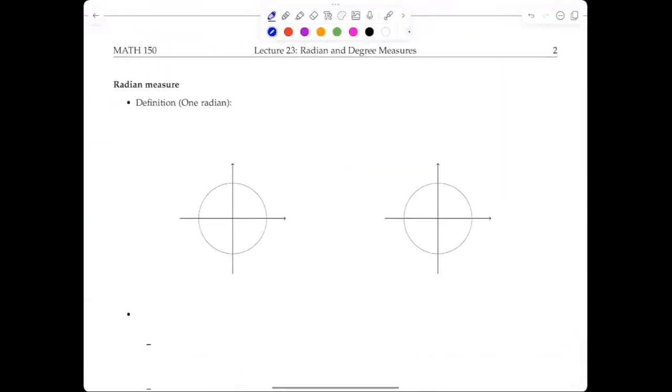So radian measure. How could you identify one radian? It is the angle that is made by taking the radius and wrapping it around the circle.